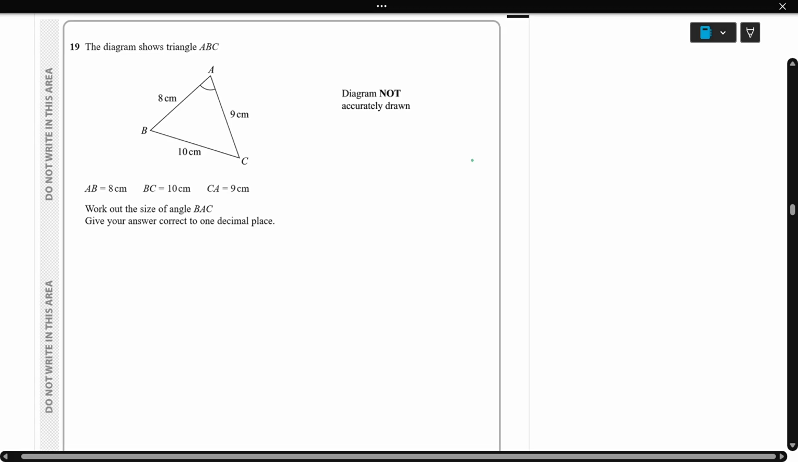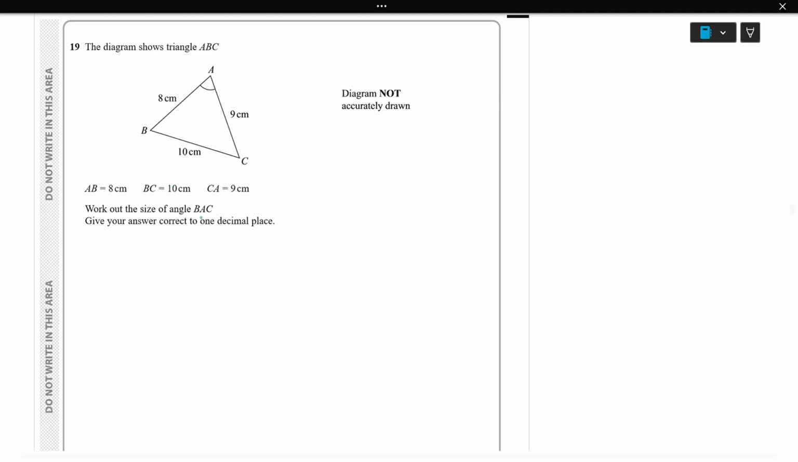Next, question 19. A triangle is given, so all three sides are given. We need to find the angle BAC. So this angle we need to find. This is not a right angle, so we have to use either cosine rule or sine rule. But there is no angle and side pair given, so we are going for cosine rule. Cosine rule is a square equal to b square plus c square minus 2bc cos A.